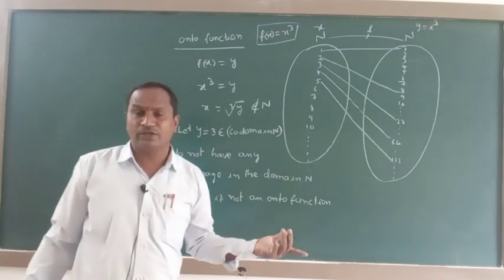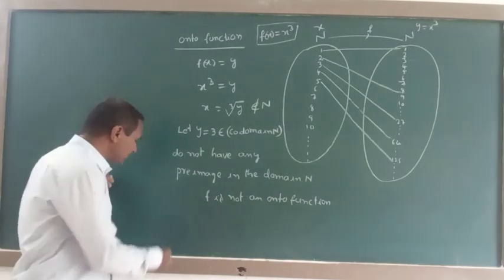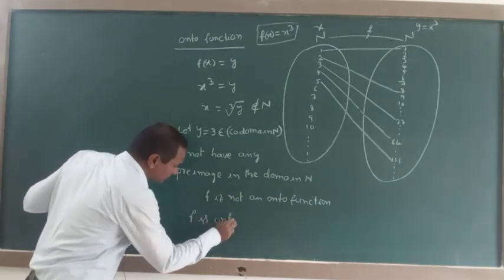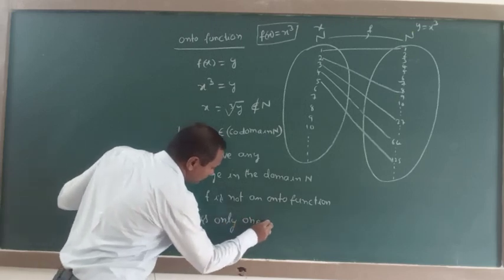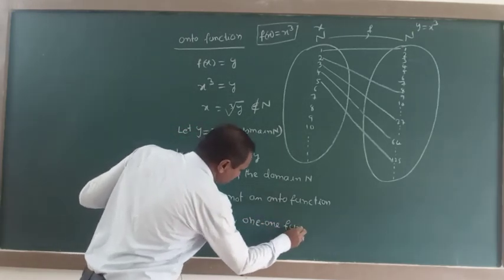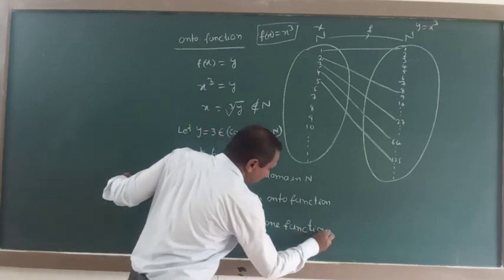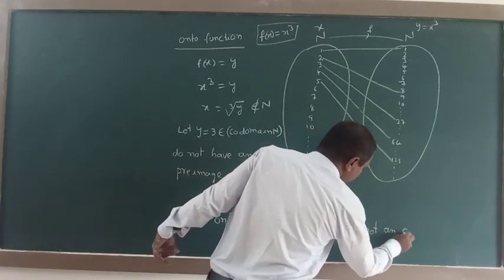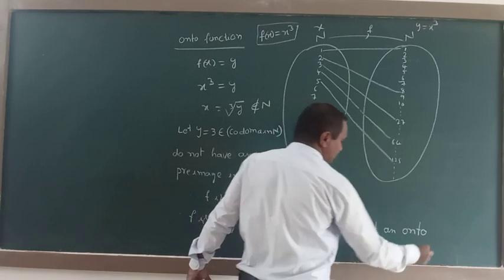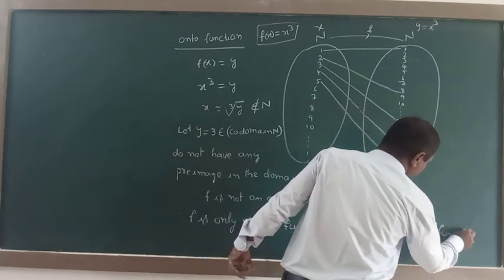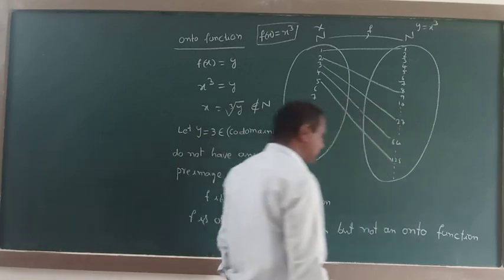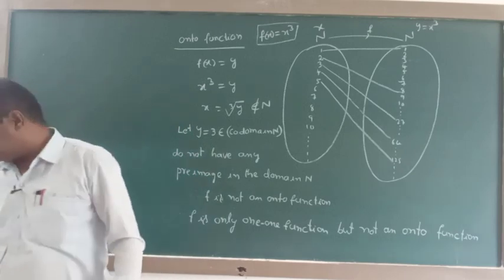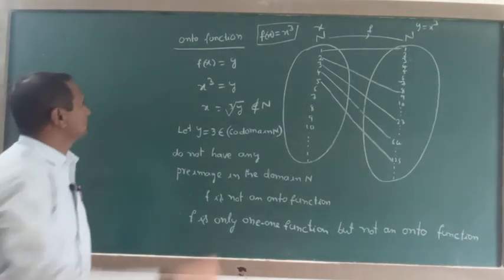Therefore, we proved f is one-one. Therefore, we can write f is only one-one function, but not an onto function. Next, one more example. One more question.